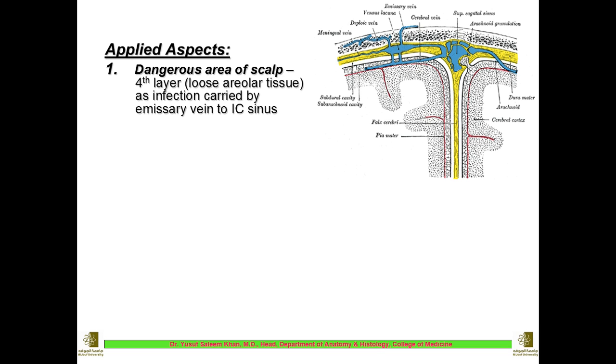So that's why the fourth layer of the scalp is called the dangerous area of the scalp, because it is loose and lax, and that is the area which is prone to infection due to even slight trauma, and if there is any infection there, it can be easily transferred into the cranial cavity and from there into the brain itself. So that's why this layer, the fourth layer of the scalp, that is the loose areolar tissue, is called the dangerous area of the scalp.